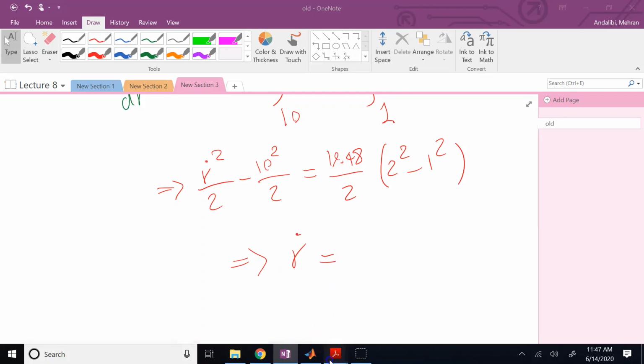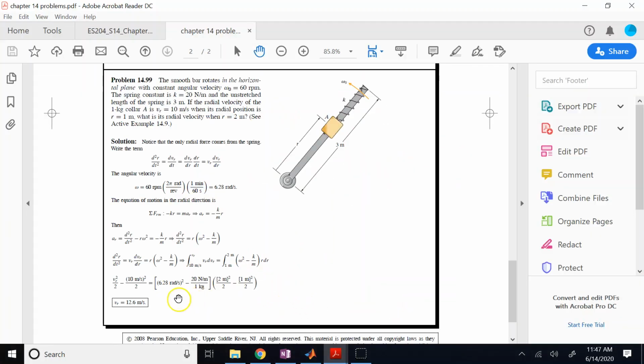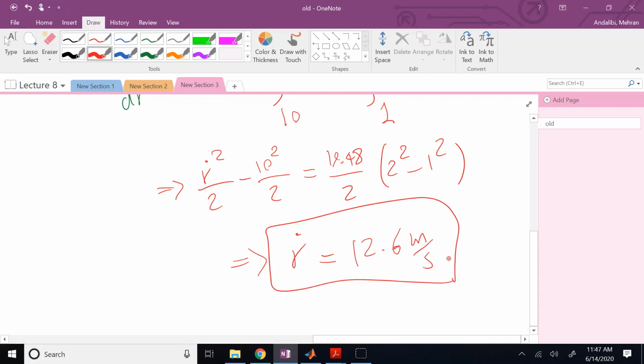And if from all this you calculate your r dot, it is going to be 12.6. And that's the solution.